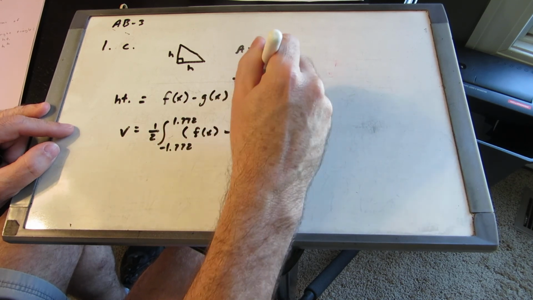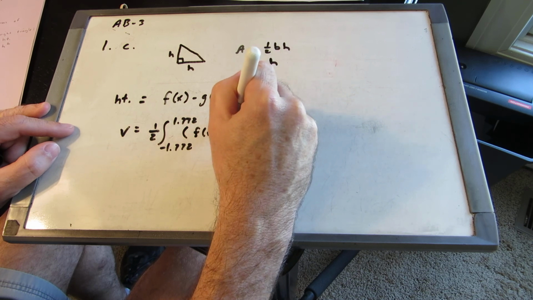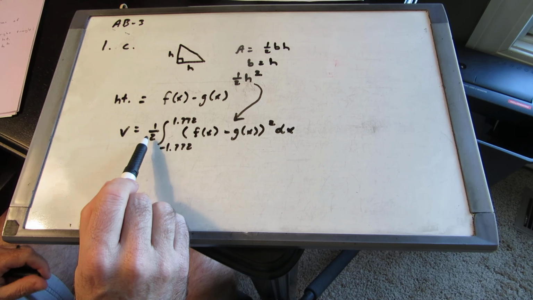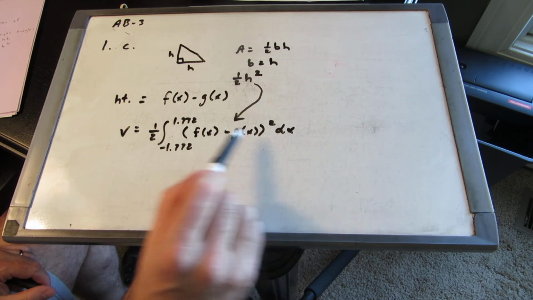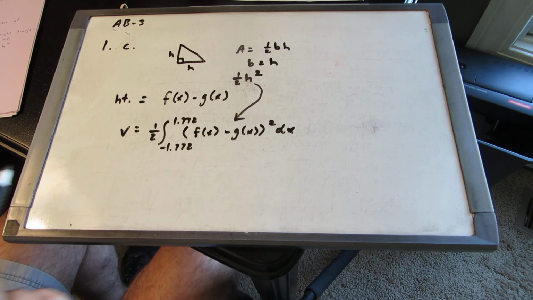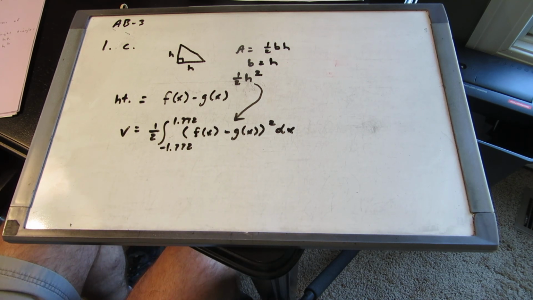So the squared again comes from a height squared, so that's just the height of that triangle. And that half, we're summing up all the areas of those isosceles triangles. So that's free response question number 1.